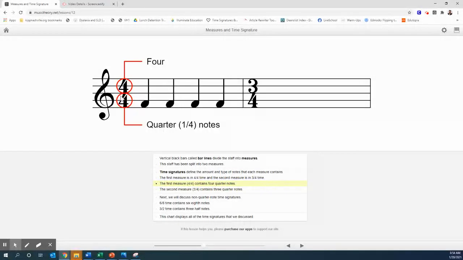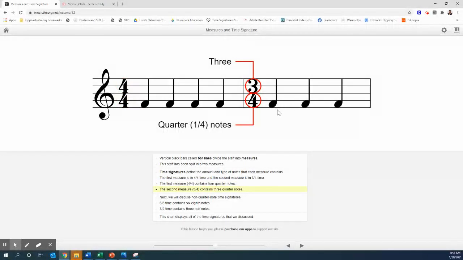As I said before, the 4 means that we can put 4 beats. We know that a quarter note equals 1 beat each, meaning that we could put 4 quarter notes in this measure because that equals 4. 1, 2, 3, and 4. So, what does that mean for our 3 4 measure? If you said that we could put 3 quarter notes in there, you're right. We only can put 3 quarter notes or things that equal 3 beats in this measure.